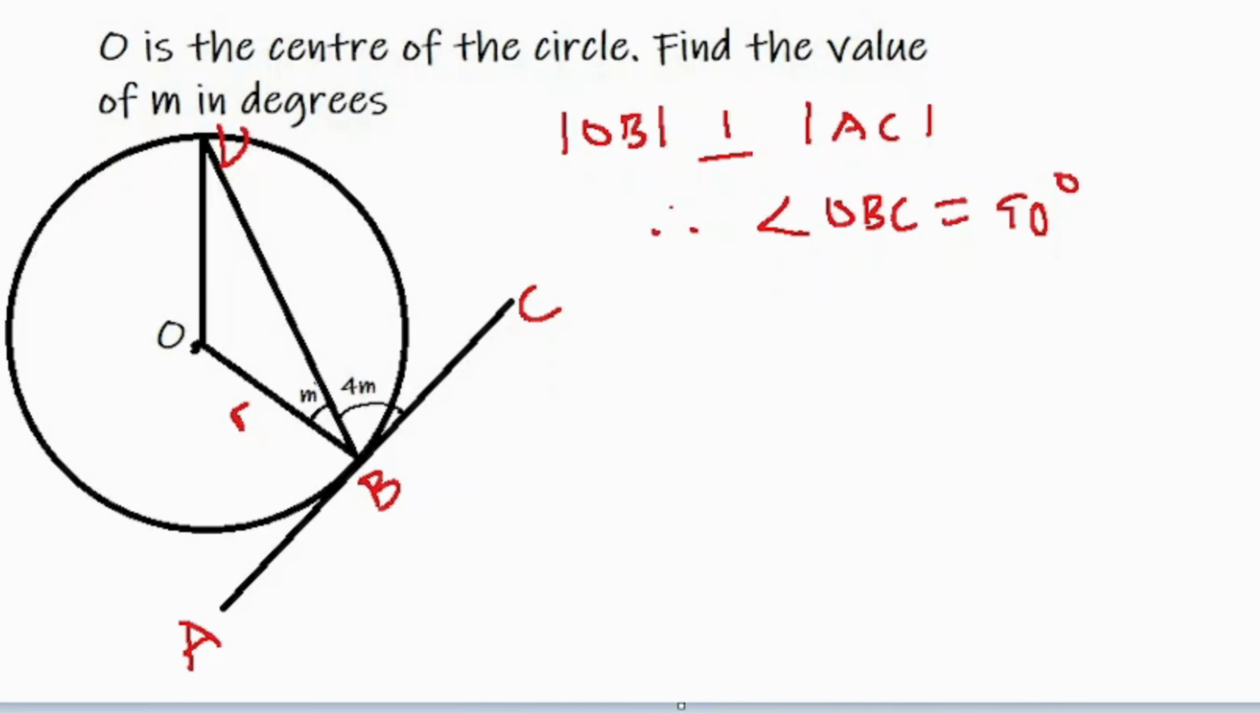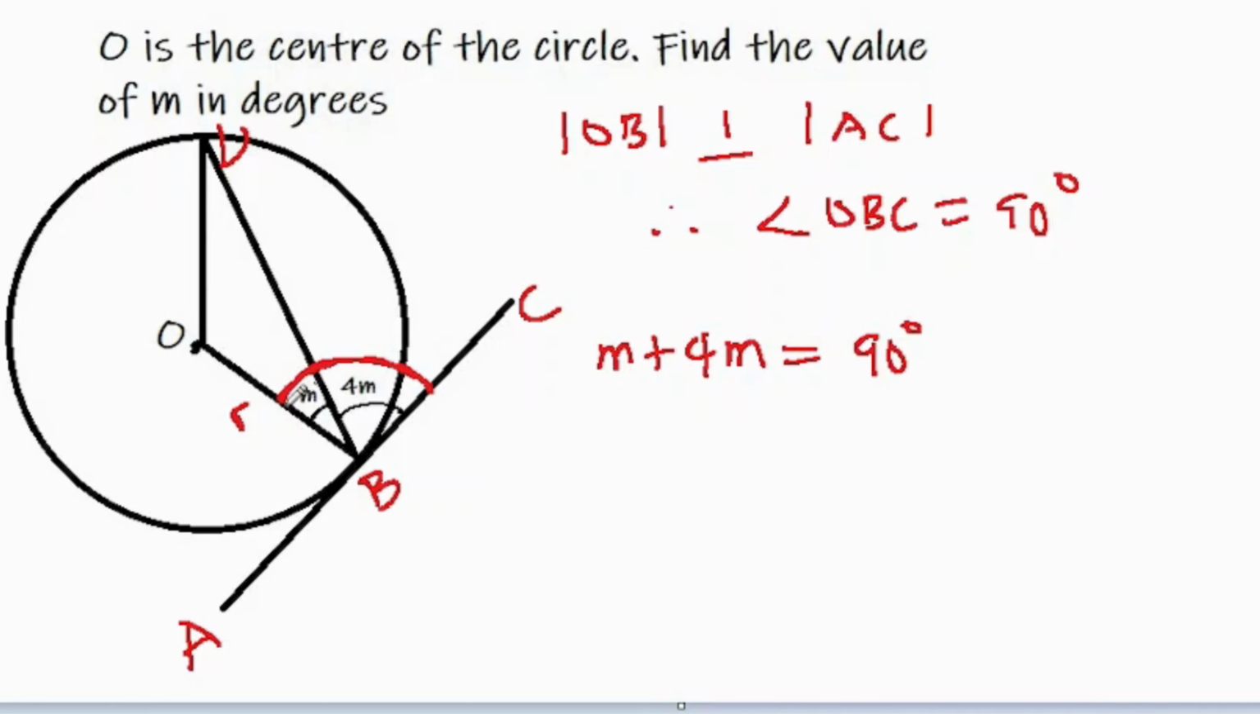Now if you look at the diagram very well, you will agree with me that this is the whole of angle OBC. If that's the whole of OBC, therefore angle OBD, that's our M here, and 4M make up the whole of angle OBC. So M plus 4M equals 90 degrees.